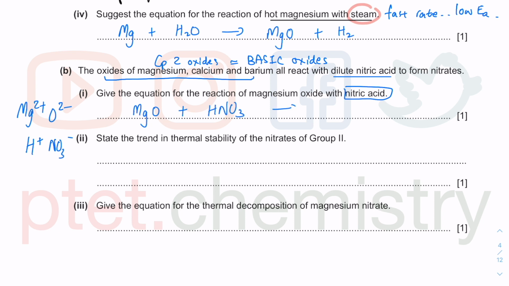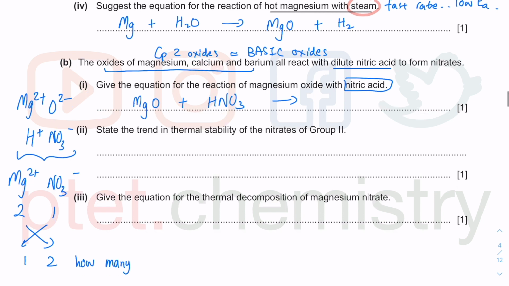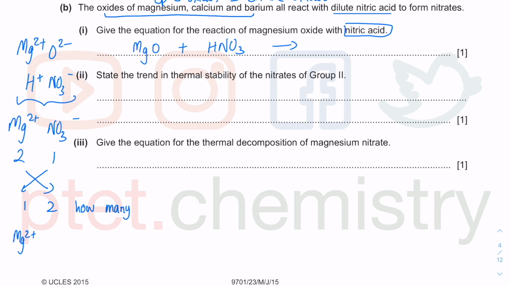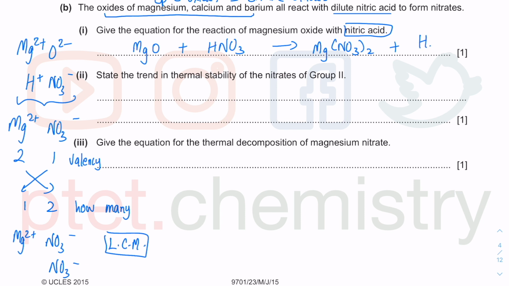Your salt is going to be magnesium nitrate. So Mg2+ NO3-. The 2 and the 1 are the valency based on the charges of the ion. When you do the LCM, lowest common multiple, that is how many of the ions you need. Well, you need 1 Mg2+, you need 2 of the NO3-, based on the exchange of this valency, which is based on the principle of lowest common multiple, primary school mathematics. The formula of magnesium nitrate has 1 Mg2+, 2 NO3, and I will produce water.